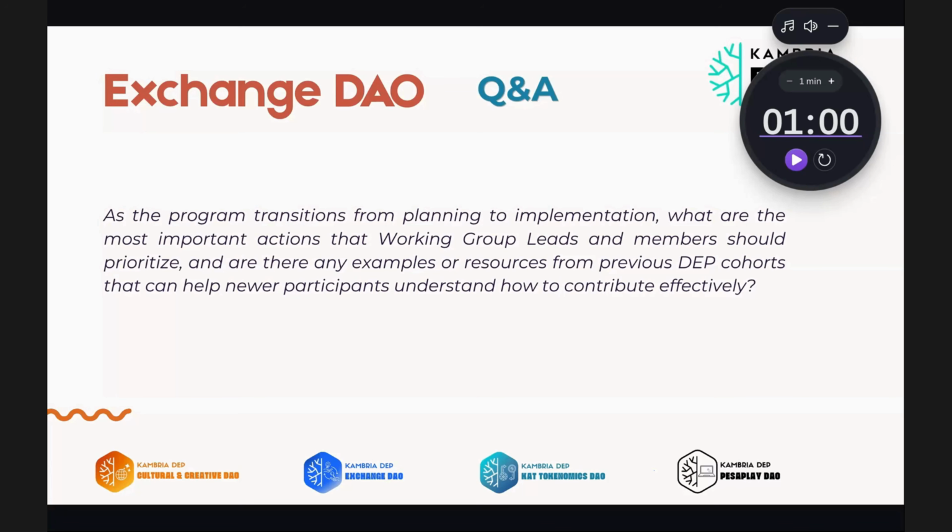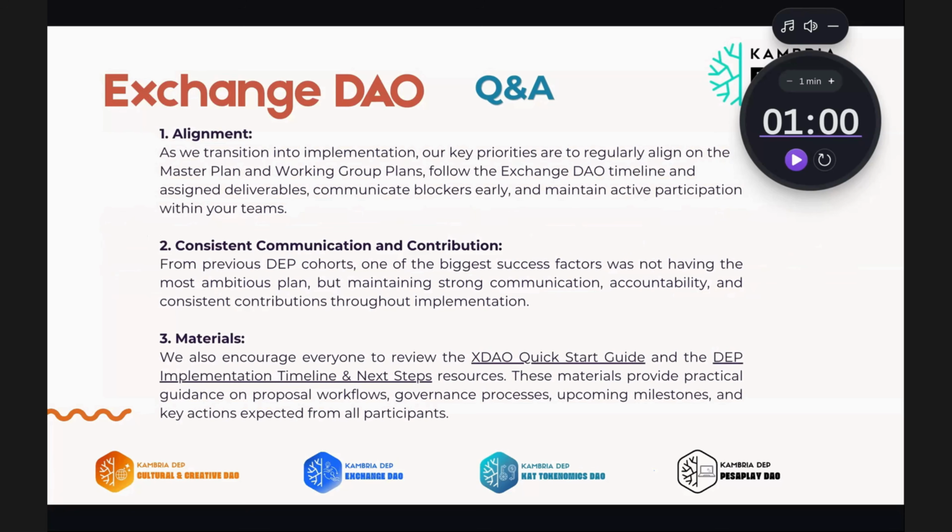And about our answer here, from previous dev cohort, one of the biggest success factors was not having the most ambitious plan but maintaining strong communication, accountability, and consistent contribution to our implementation. We also encourage everyone to review the Excel guideline, quick start guide, and the dev implementation timeline and next step resources. So these materials should provide practical guidance on proposal workflow, governance processes, upcoming milestones, and key actions expected from all participants. This is the end of the Q&A for Exchange DAO.